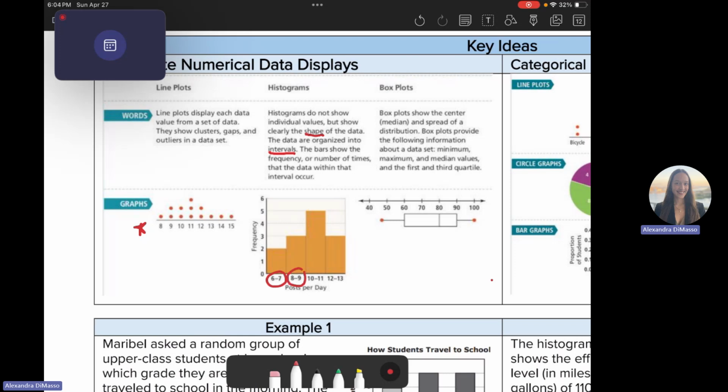So it's giving intervals. The last one is a box plot, which shows the center or the median and the spread of the distribution. It'll also give you the minimum and maximum values, as well as the median and the different quartiles.